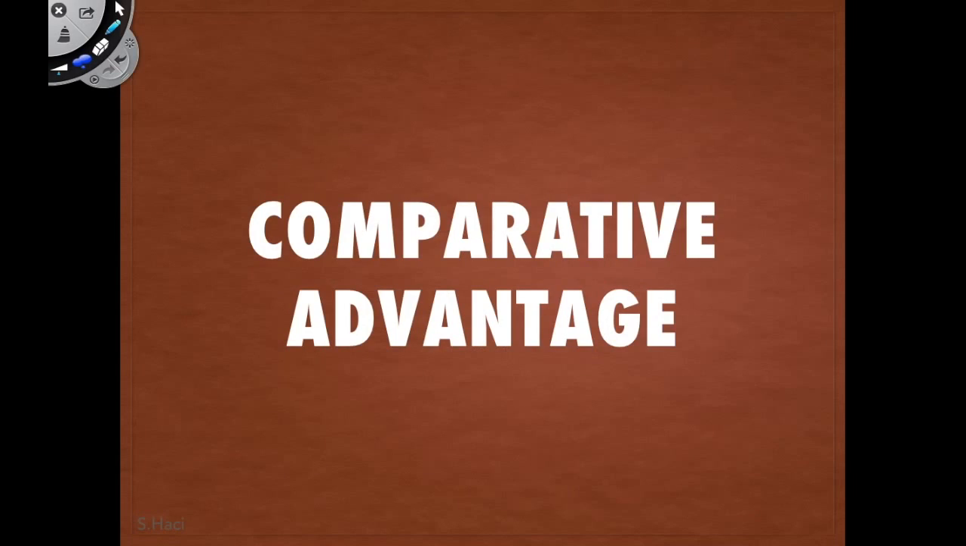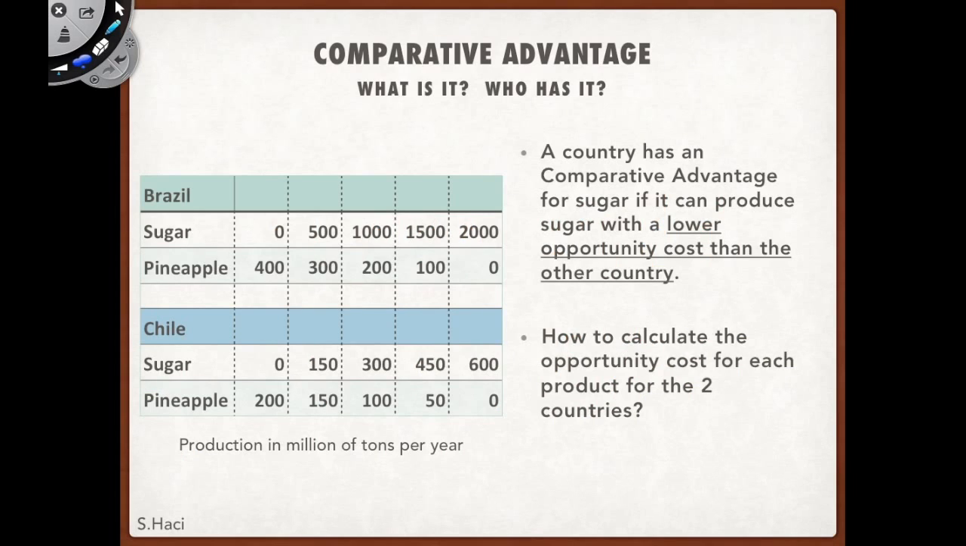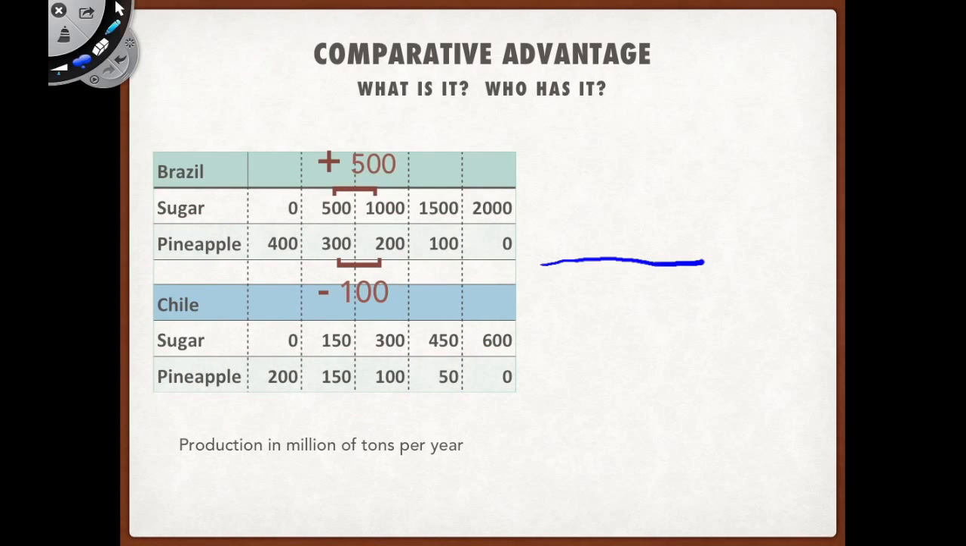Now on to comparative advantage. Comparative advantage is a slightly different concept. It looks at a relative efficiency rather than an absolute efficiency. And we use opportunity cost to determine who has a comparative advantage. So how do we calculate opportunity cost?